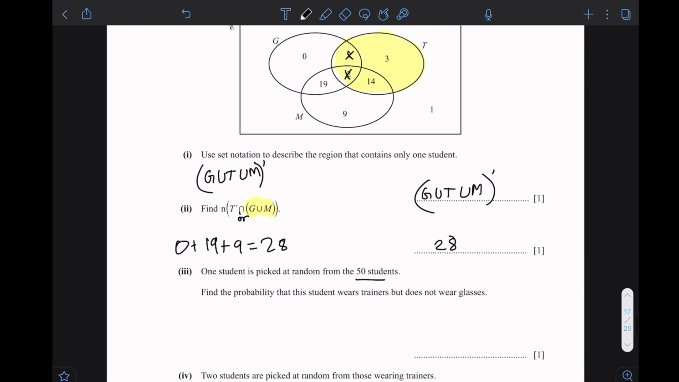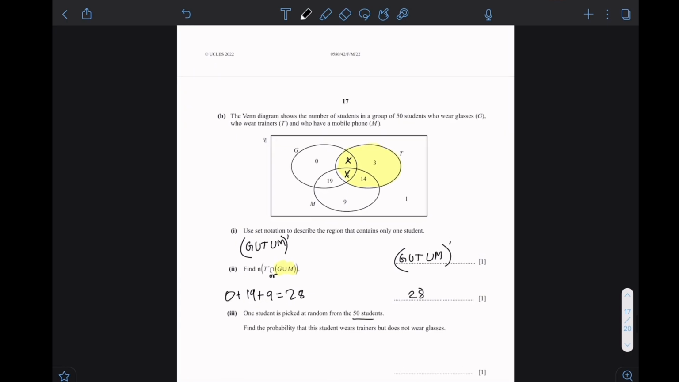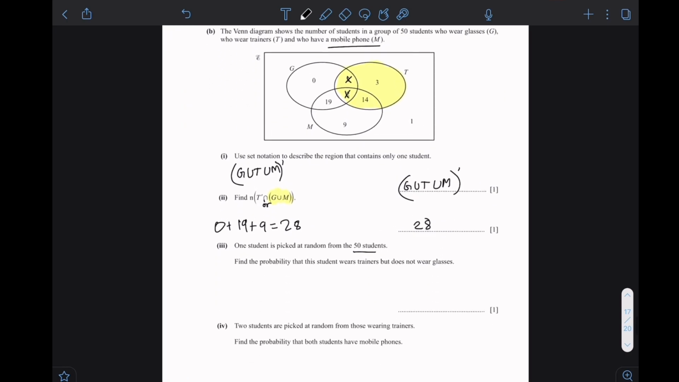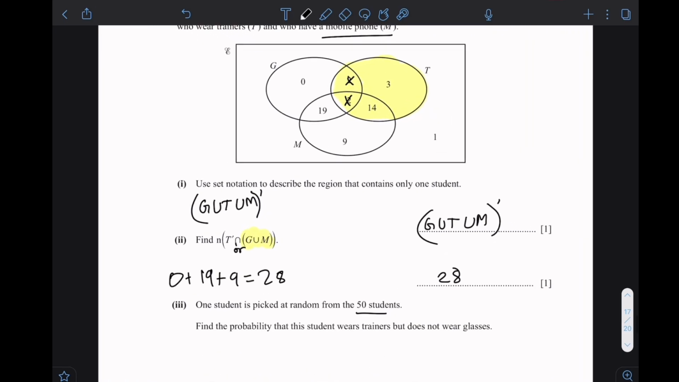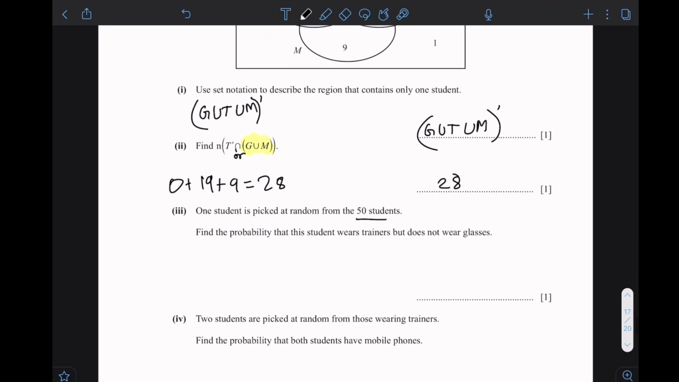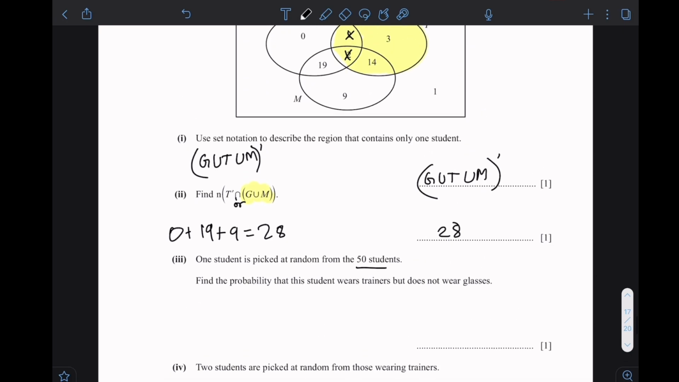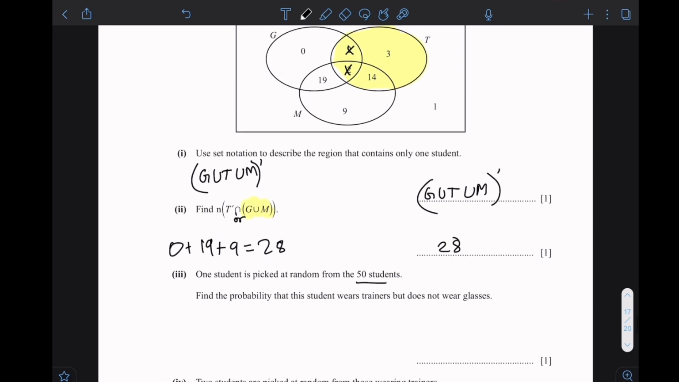But they didn't mention anything about mobile phones in this question, so we can assume that that can be included in this region, but we cannot include the 2 and 2 because that's part of glasses. Those students are also wearing glasses. So that's why you do 14 plus 3, which is 17, which is the favorable outcome, and you divide that by the total outcome, which is 50. So 17 divided by 50, and yes, it is the simplified version.